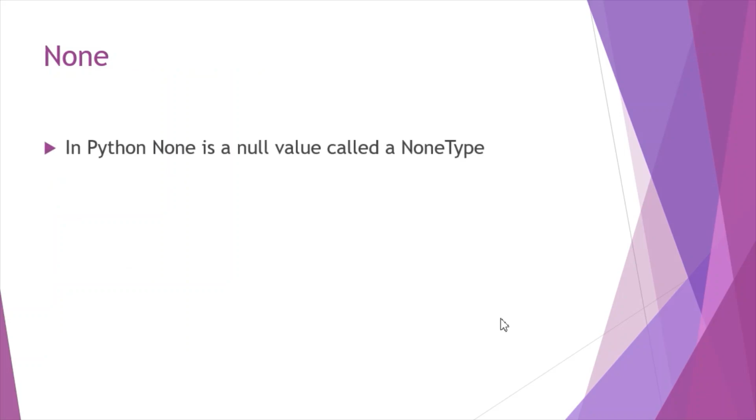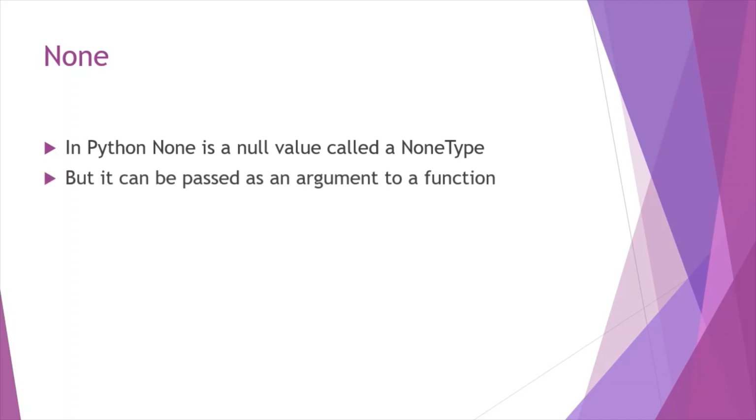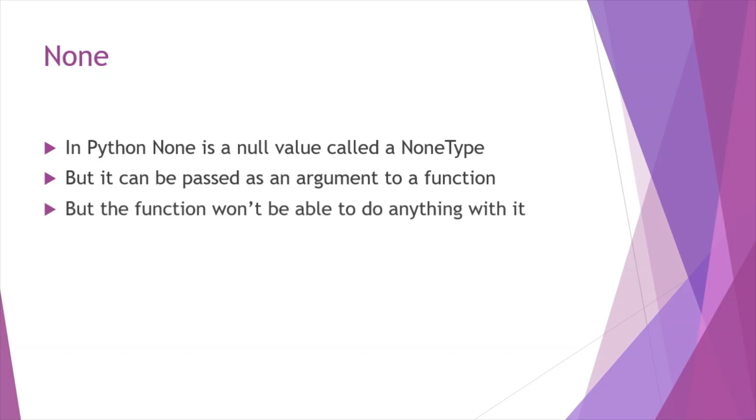So, a little bit about none. In Python, none is a null type. It's called a NoneType, basically. But it can be passed as an argument to a function, which is where it becomes important here. The function won't be able to do anything with it.